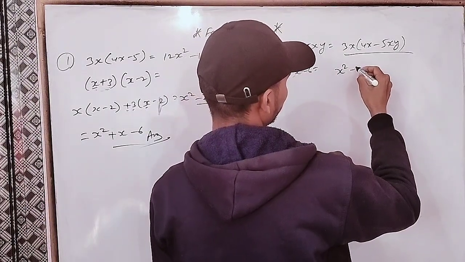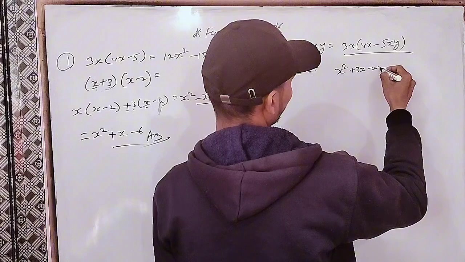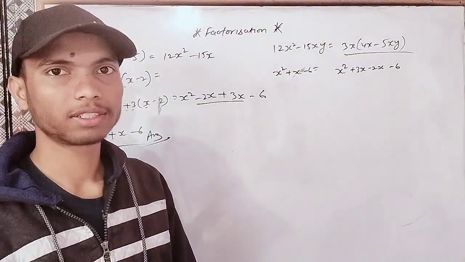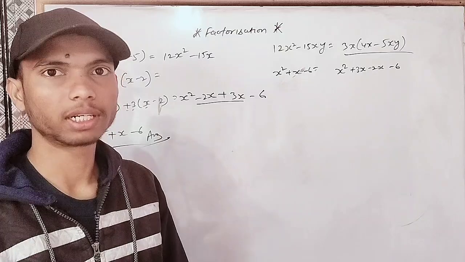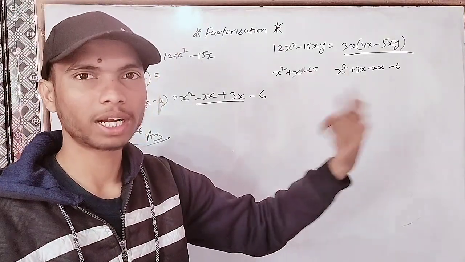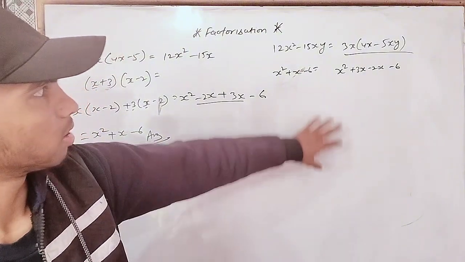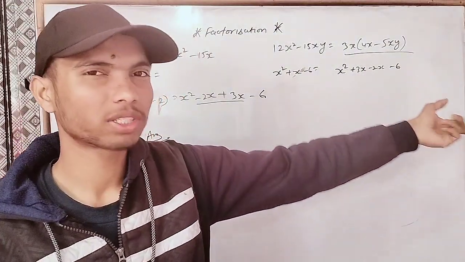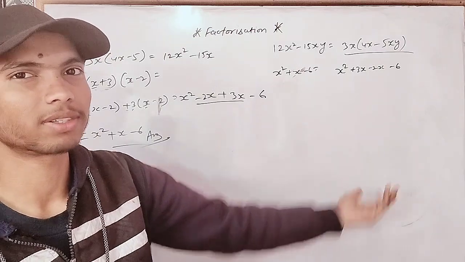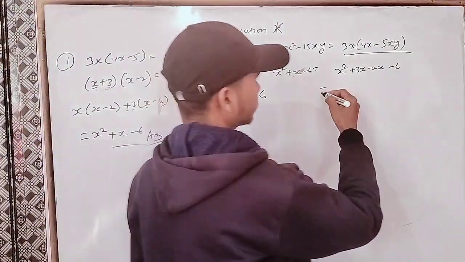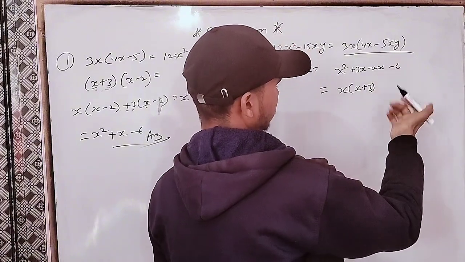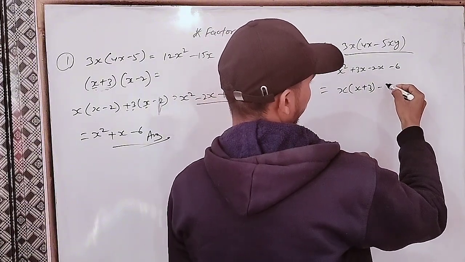3x minus 2x minus 6. We didn't change our question. The question is the same, but this is a way to write it differently. So here 3x minus 2x would be only x. Now x and x add 3. Then we have what? 2.